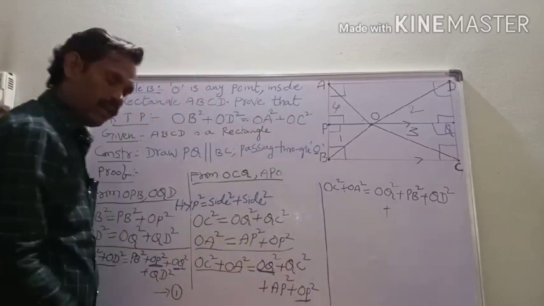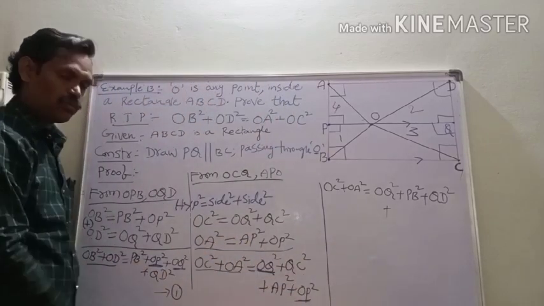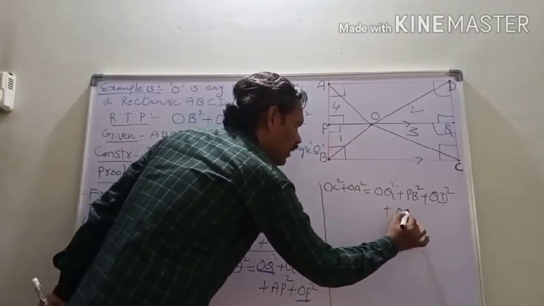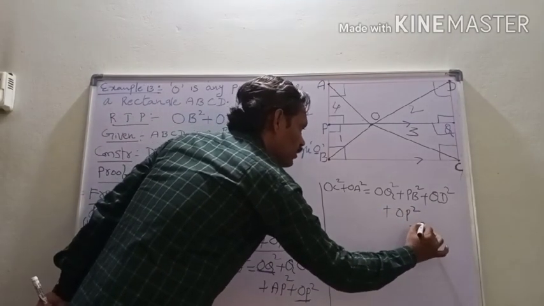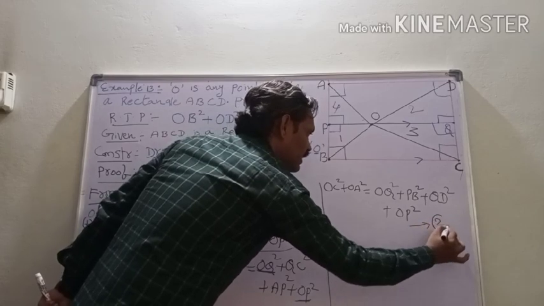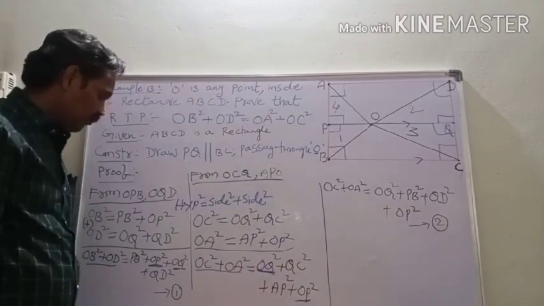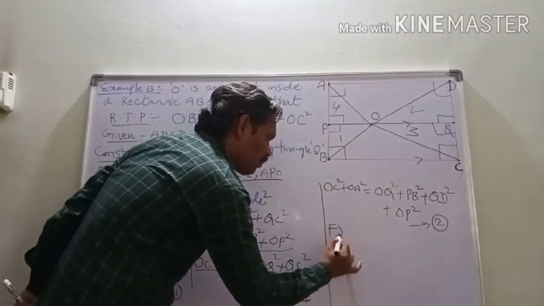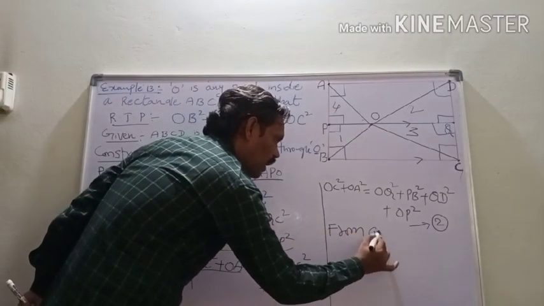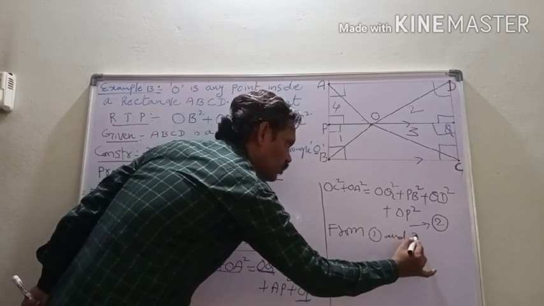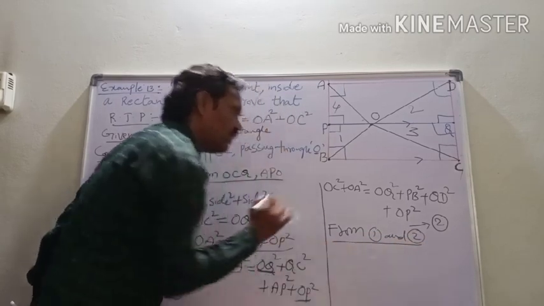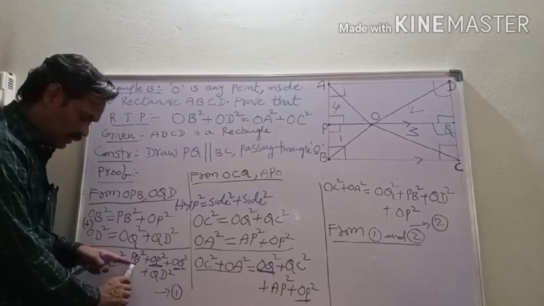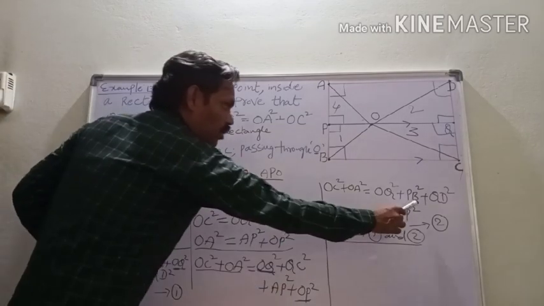OP square, here also we have OP square. So there is no need to change OP square. You have to keep it as it is, OP square. You take this as the second equation. If you go through equation 1 and 2, what is our observation? Here the RHS is PB square. Here also we have PB square.